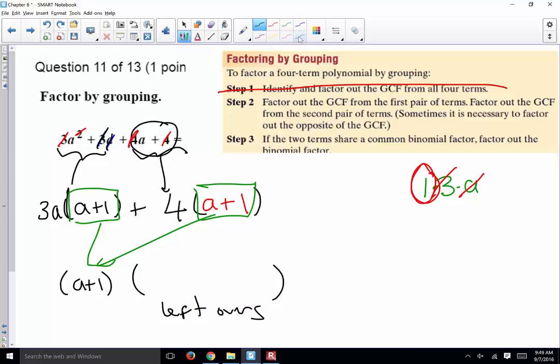What is left out? These are gone. Just collect everything else beside these. 3a and 4.